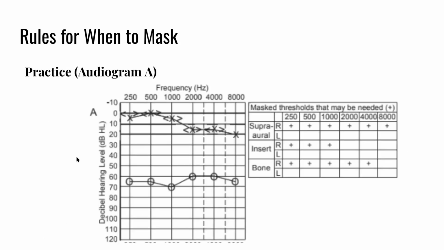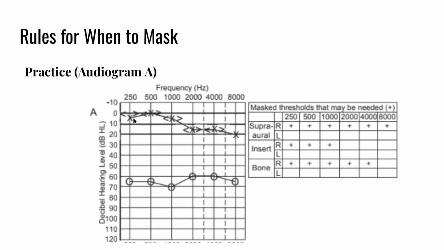Here's another example, a practice audiogram. We can see for supraoral headphones, we need to obtain right ear air conduction masked thresholds across the board, because when we compare unmasked air conduction in the right ear to unmasked air conduction in the left ear, 65 minus 5 is 60.